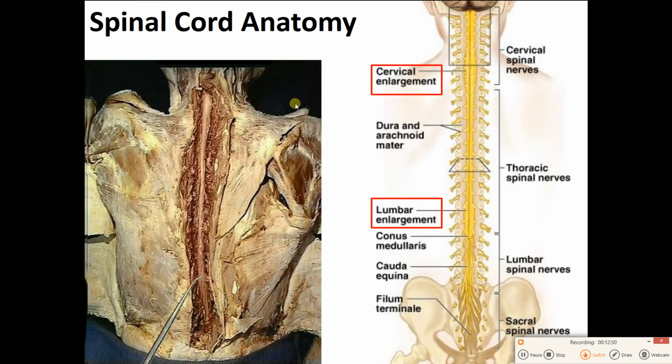Oh, I got bad news for you. We are not going to learn the names of all 31 spinal nerves. We're going to learn some nerves, but nowhere near all 31.